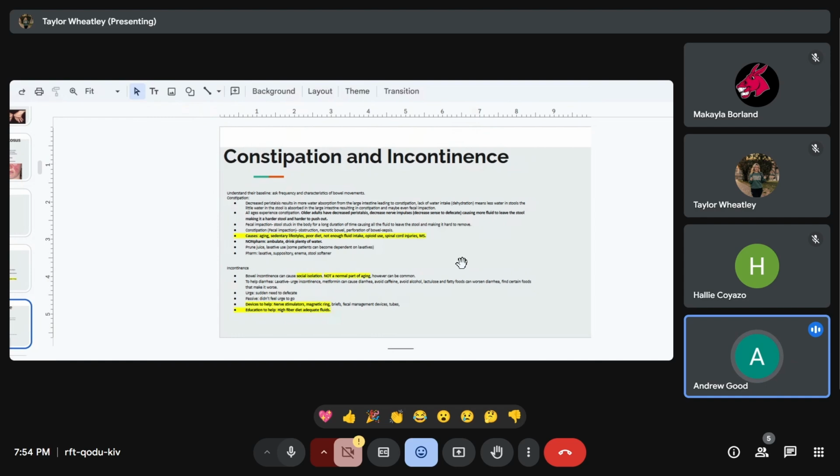Devices to help. I remember there being one question, and it was a weird question, and that's why I remember it, of either a nerve stimulant or a magnetic ring helping for incontinence. If they didn't talk about it in their lecture, maybe you don't have to worry about it. Maybe they took that out for this year, but it is something that might help incontinence. And then educate on a high fiber and adequate fluid diet.